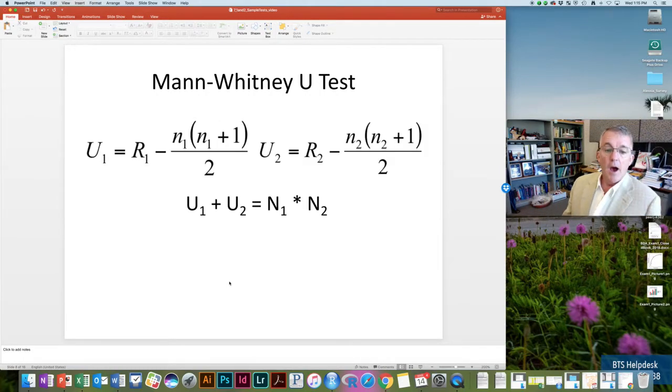Whew, that's a beastly equation, but it's not. It's actually the same basic thing. What we do is we calculate a value of U. It doesn't matter which one you calculate, because these are proportional values. I'll describe that in a bit. But what you're doing is you're looking at the rank of the first population minus this standardizing factor.